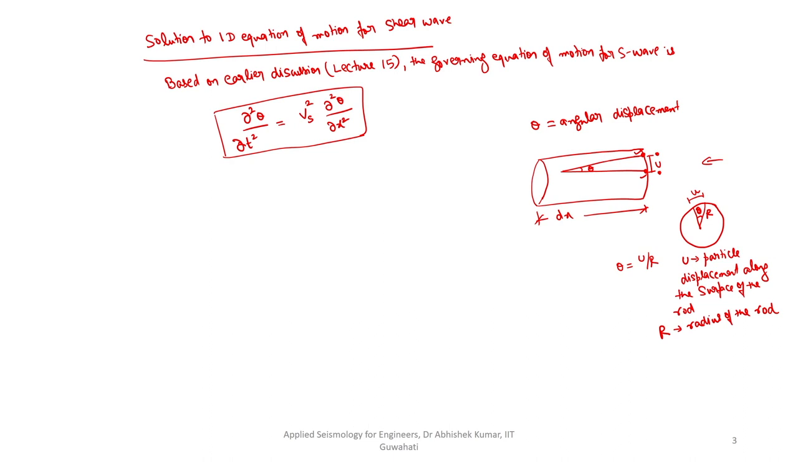So based on this, now here in this particular equation, which is given as equation number 1, we can see the value of theta has been partially differentiated twice, once with respect to t, that is time, and second time with respect to x also. So based on this particular equation, where theta is given as u over r, where u is particle displacement measured along the circumference, r is the radius of that elementary rod, we can get the value of ∂²θ/∂t² as 1/r ∂²u/∂t².